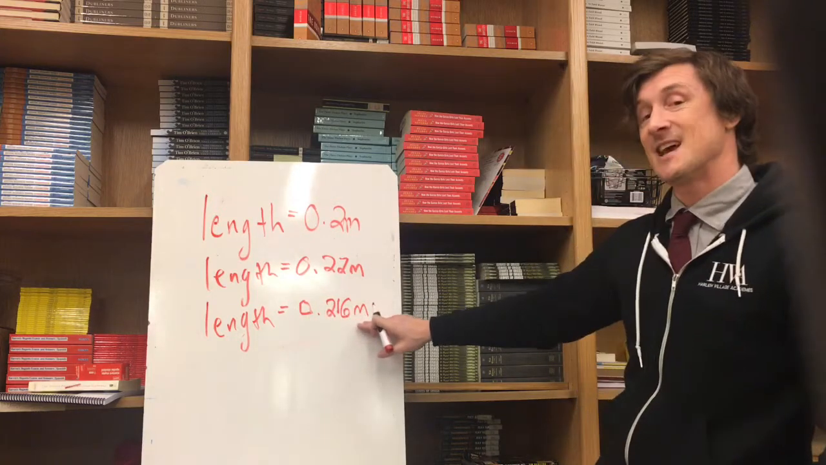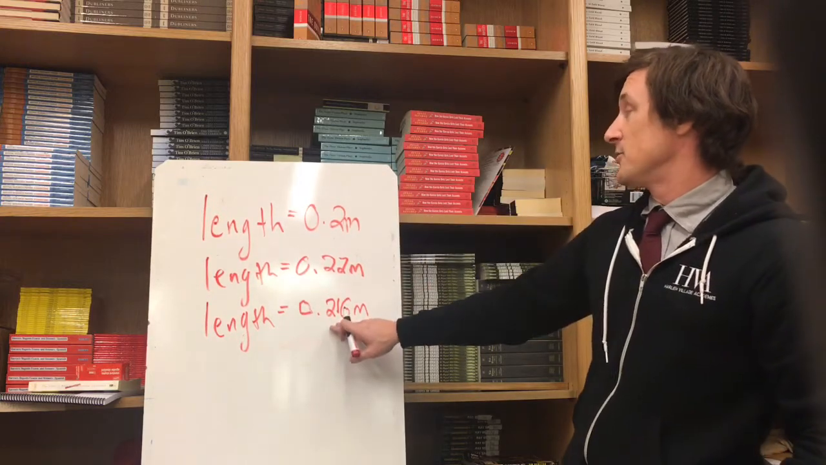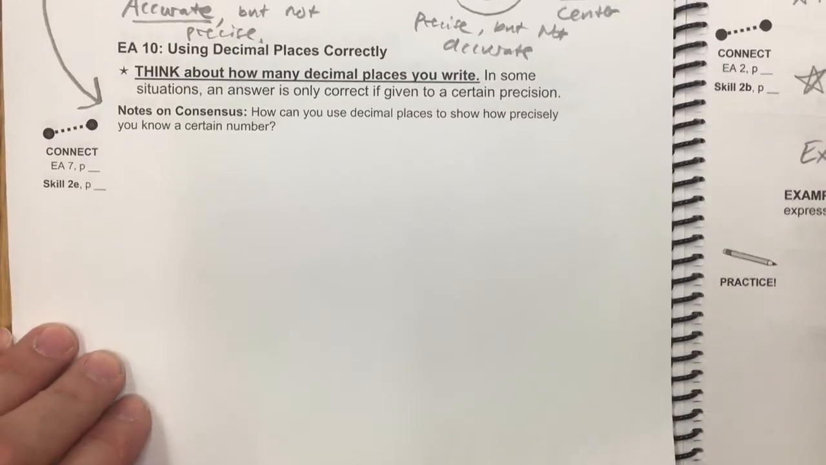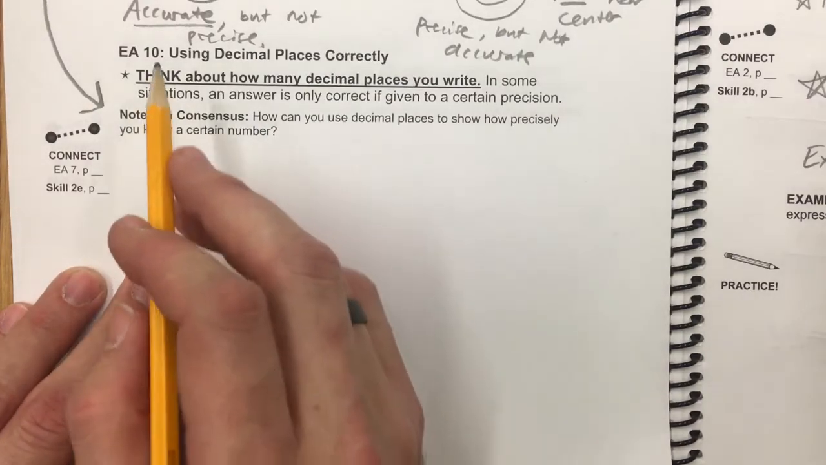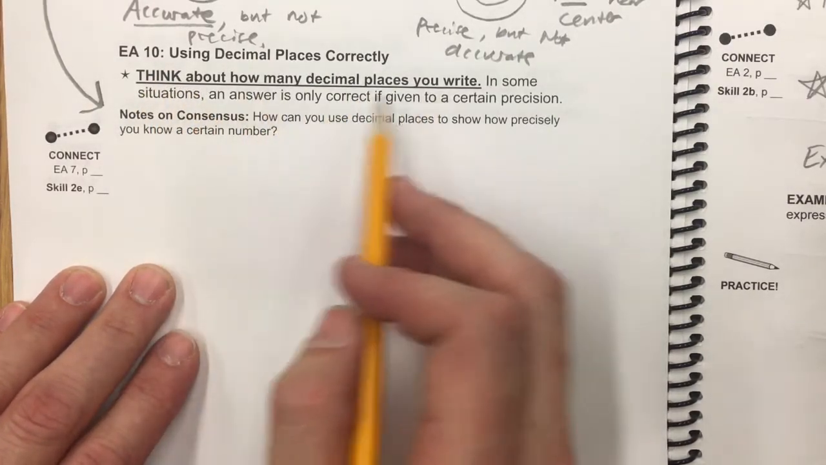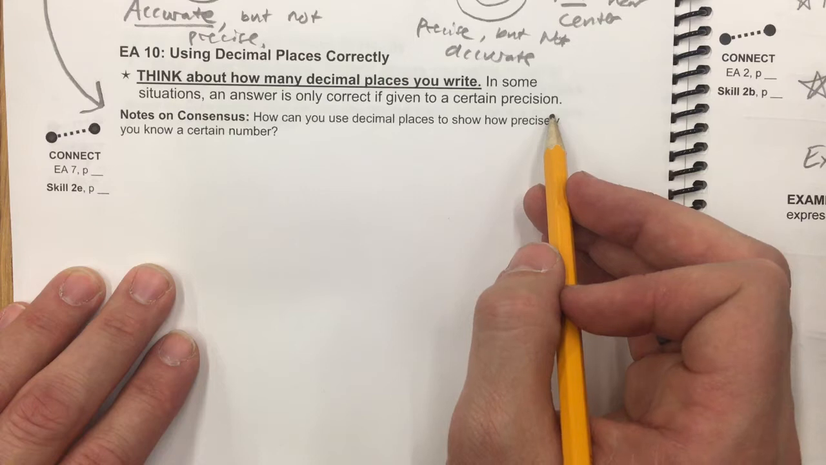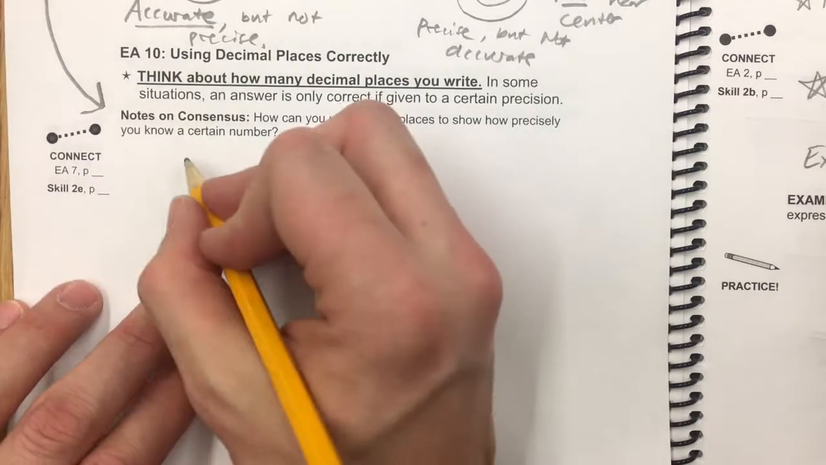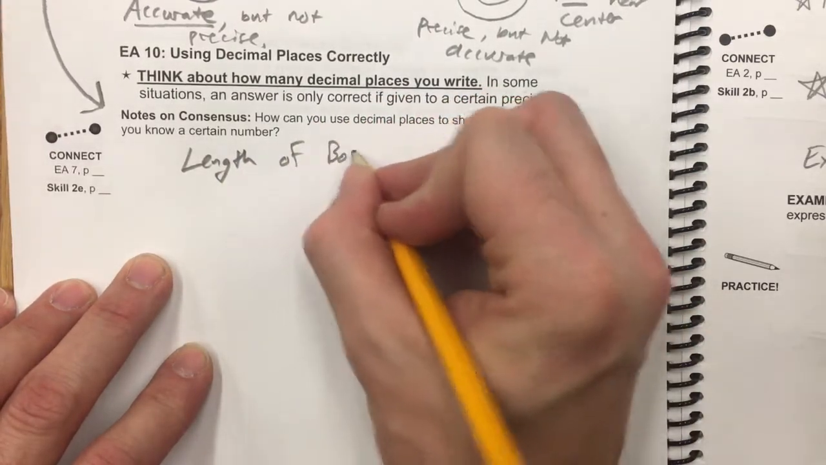Again, these numbers aren't wrong, they're just less precise than this number. This is a very precise measurement because it has so many decimal places. They are all accurate, but this number is more precise than these two. So now that you've seen an example of this, we want to include it in our notes. You need to think about how many decimal places you write. In some situations, an answer is only correct if given to a certain precision. Some questions will ask you to write your answer to the nearest hundredth of a meter or whatever. We need to pay attention to that, and we just saw this in the example about the length of the bottle.